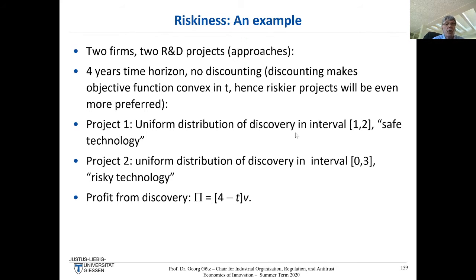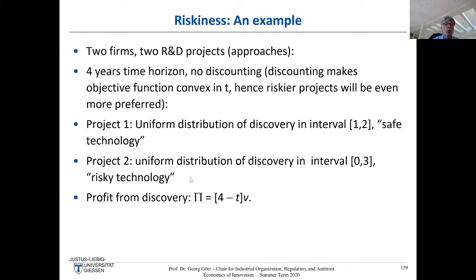And now, of course, the profit from discovery is something like V, which is the value of your innovation. The 4 minus T simply means if you're successful after 2 years, you earn this profit V for 2 years. If you are successful right now, you earn the profit for 4 years. If you're successful only after 3 years, you will earn the profit only for 1 year. So this should be clear, hopefully.